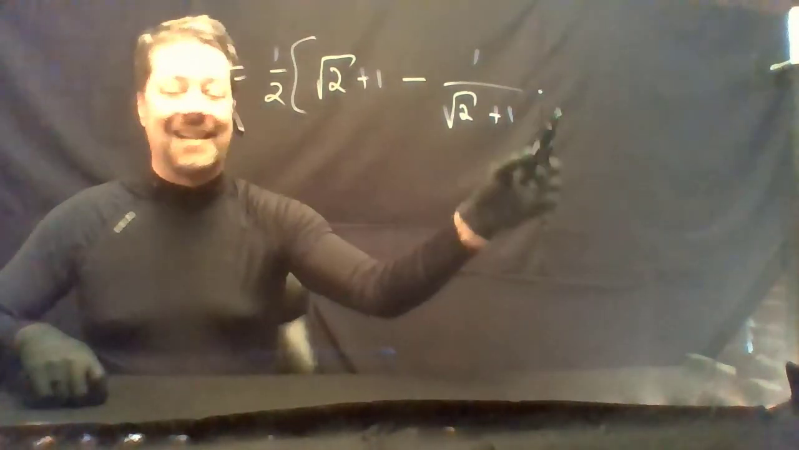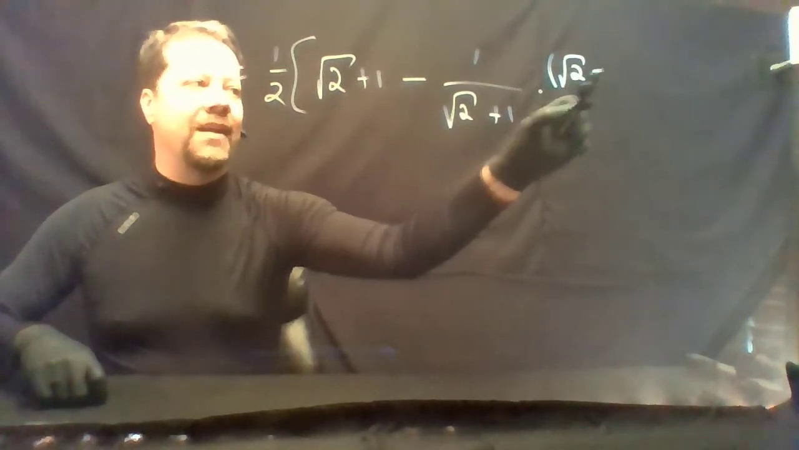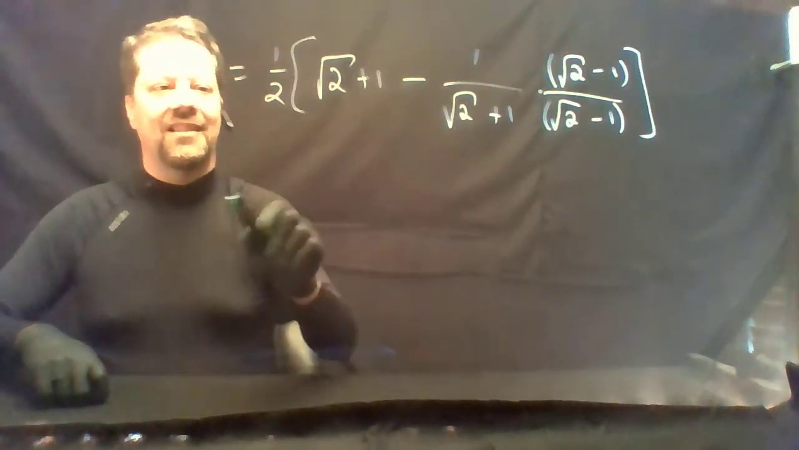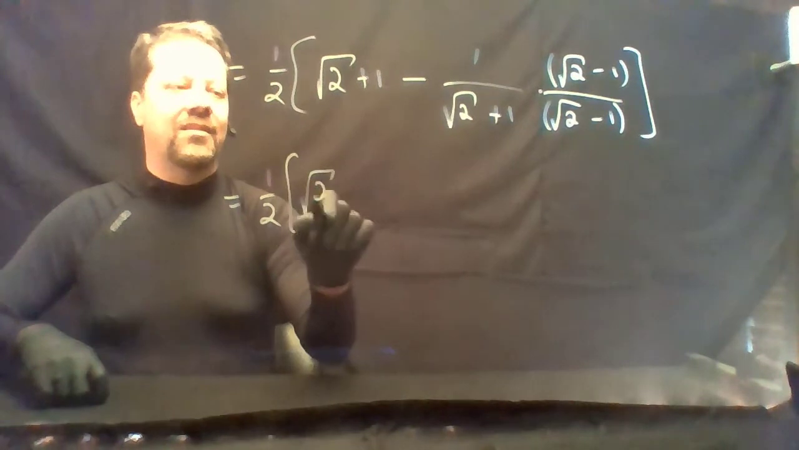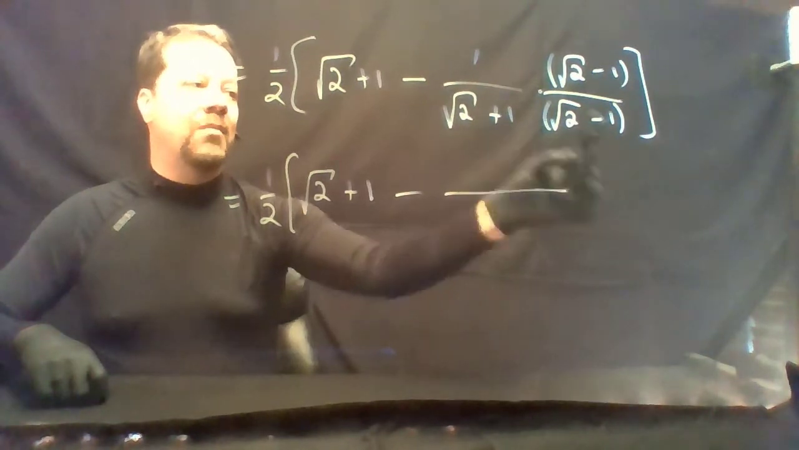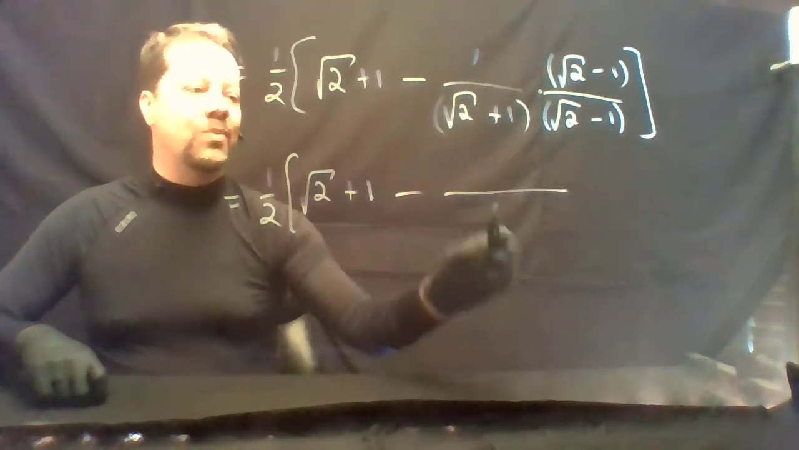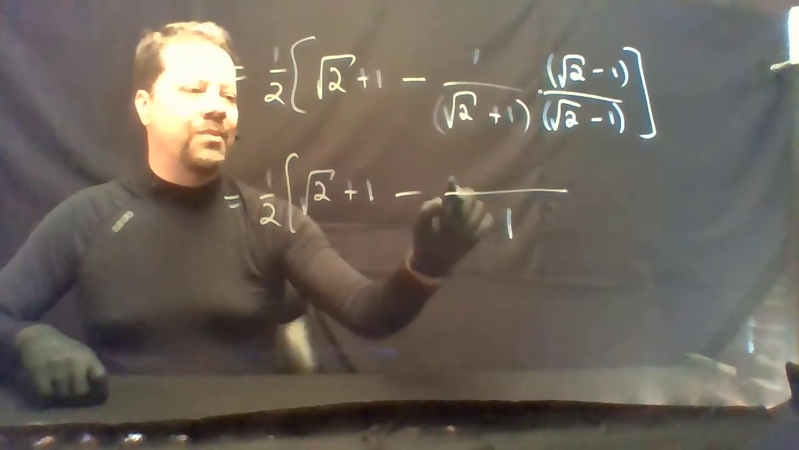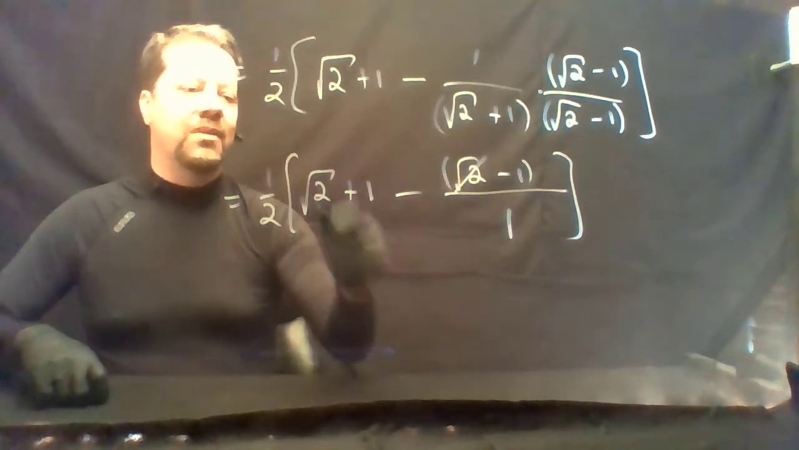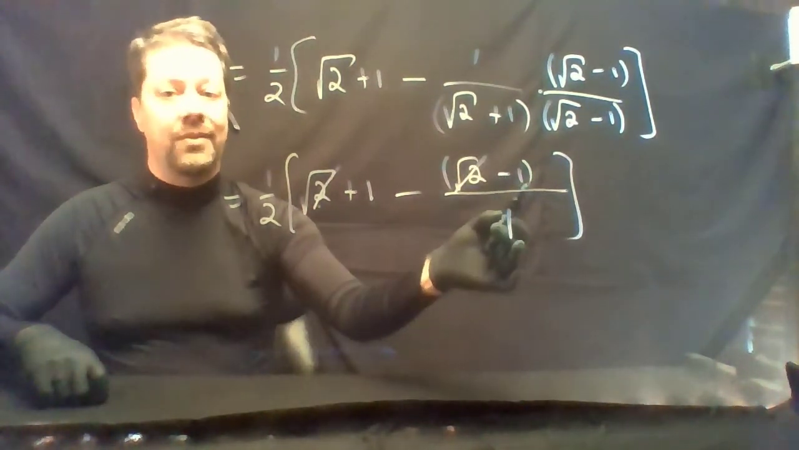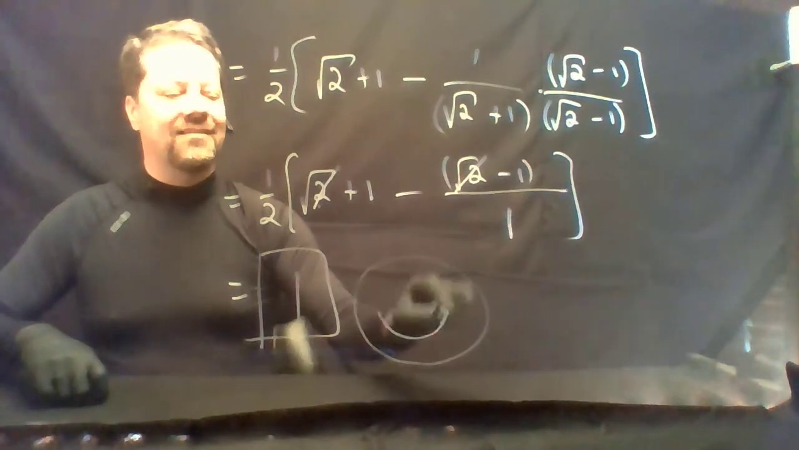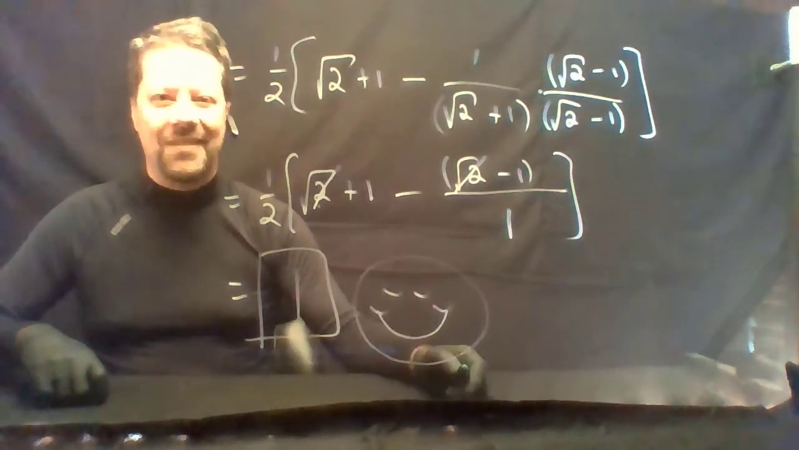We'll rationalize the denominator in the second term by multiplying numerator and denominator by the conjugate. We'll have 1/2 root 2 plus 1. In the denominator, you'll have 2 minus root 2 plus root 2, and then minus 1, which gives you 1. The numerator is root 2 minus 1. Root 2 minus root 2 will cancel. 1 minus negative 1 is 2 times 1/2. The length of the curve is 1, which makes us very happy.